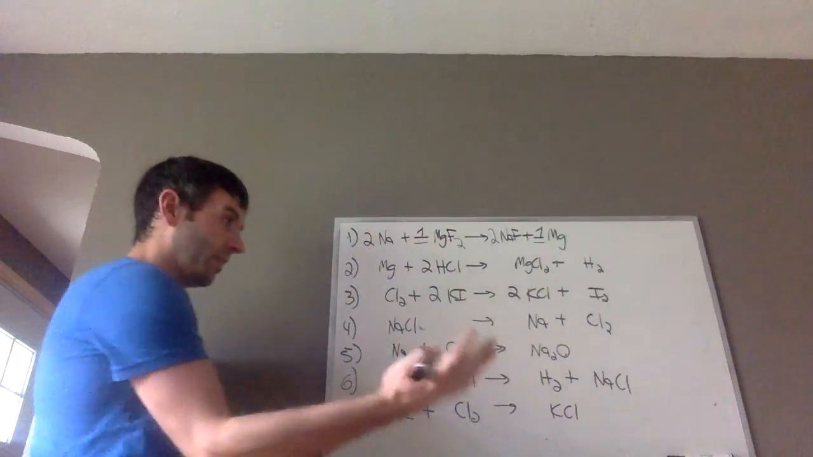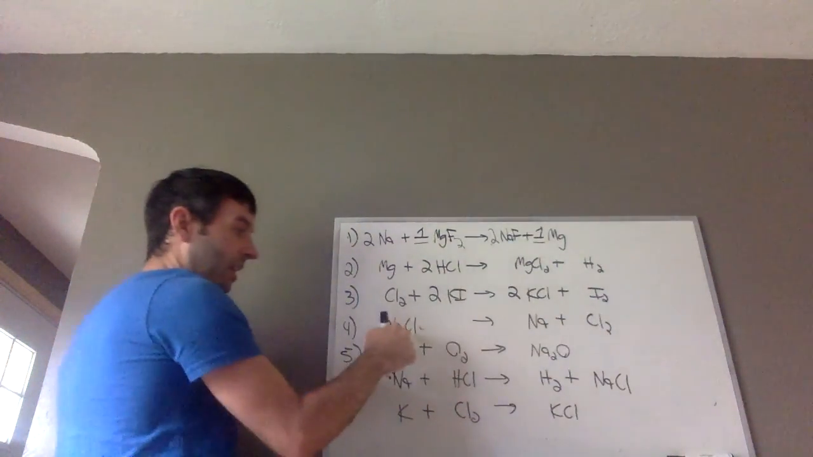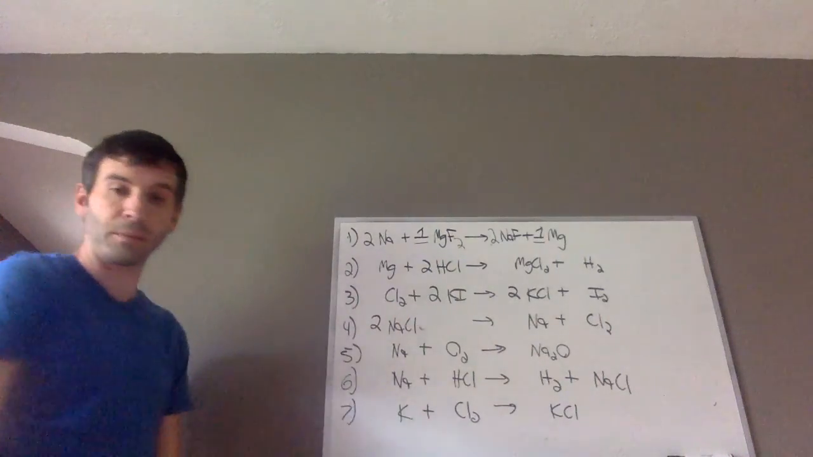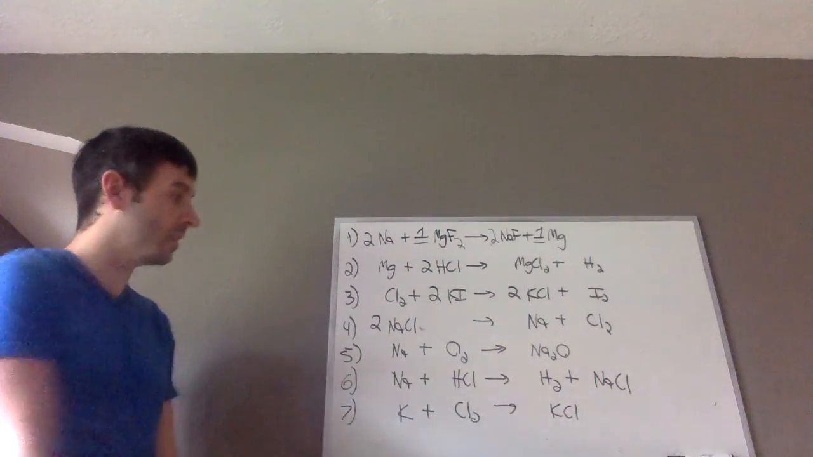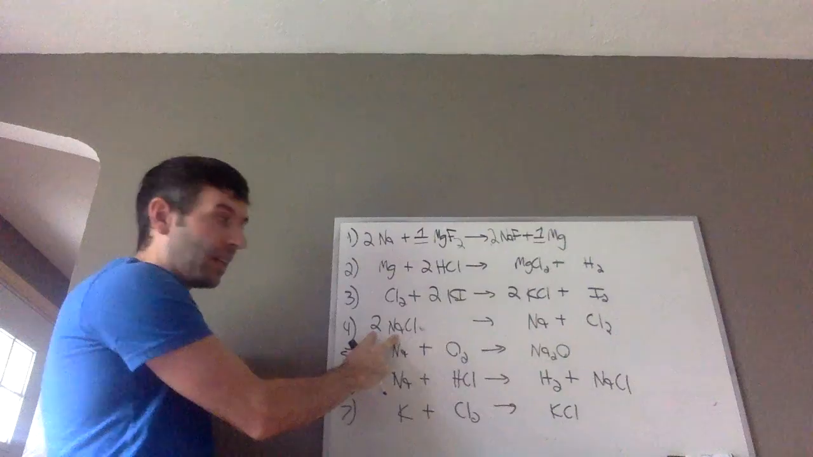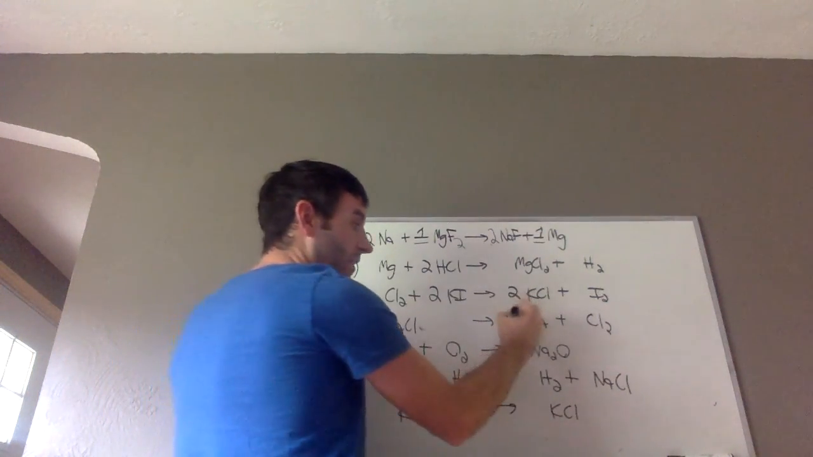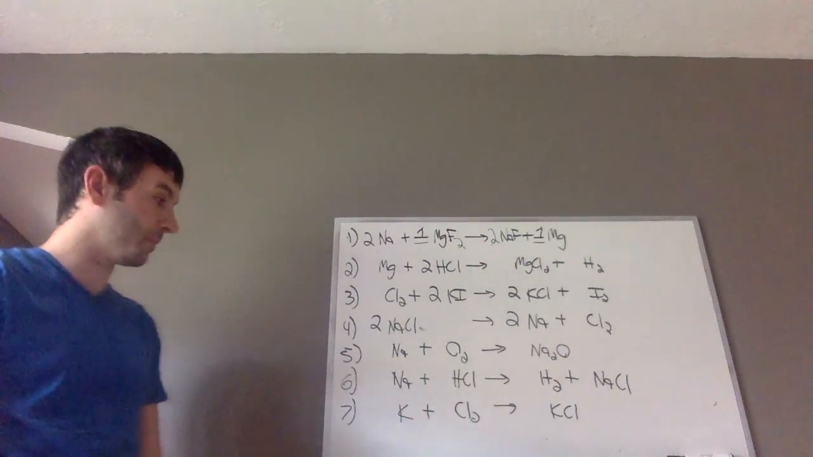Okay, next one. Very similar. 2 chlorines on the right. I only have 1 on the left. So I'm going to put a 2 there in front of the salt. Okay, but now I have 2 sodiums on the left, so I need 2 sodiums on the right. So I put a 2 there.